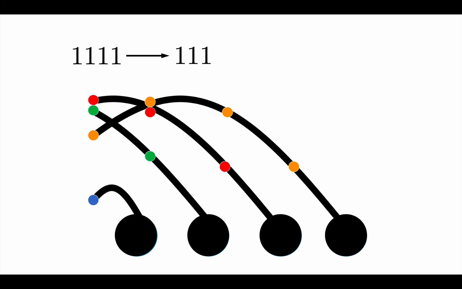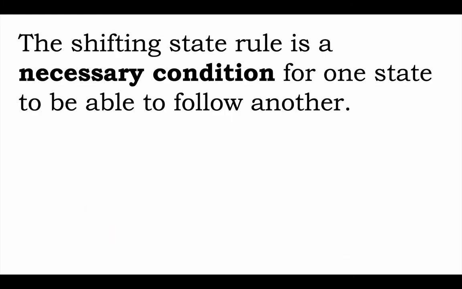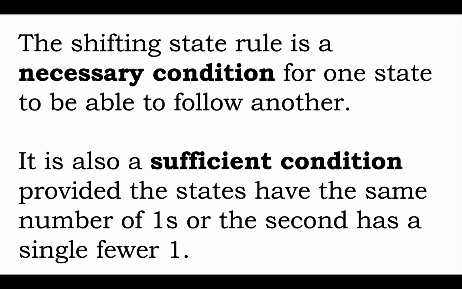Then the green ball is caught and not thrown back in. That leaves us with the state 11 for orange and red, and then that leaves us with state 1 when only the orange ball is in the air. Notice that the shifting state rule still applies. If there's a 1 in any position, in the next state, it's going to be 1 spot to the left. You can't magically pull a ball out of the air. The shifting state rule remains a necessary condition for one state to be able to follow another, but this opens up the book just a little bit. It's also a sufficient condition if the 2 states have an equal number of 1s or the second state has 1 fewer 1 than the first state.